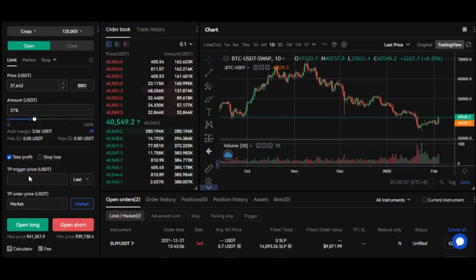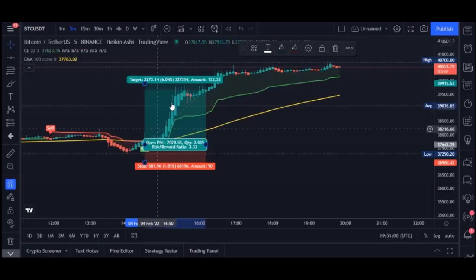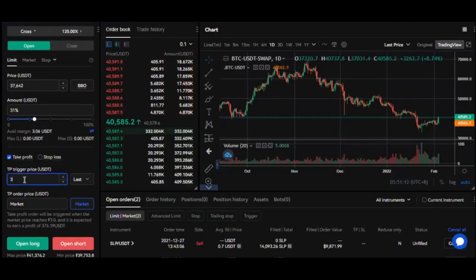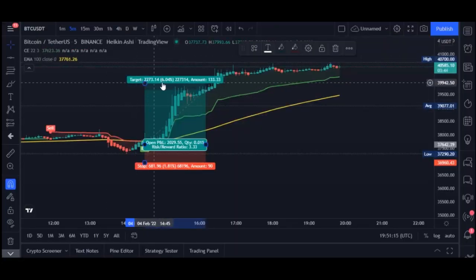So I'll check this take profit and stop loss here. And then the take profit will be, this is where the take profit is, 39,915. Okay. So I'll go ahead and put, you got that from TradingView. Yes, now I'm using the long position tool. This is the long position tool. This is where I want to take profit.